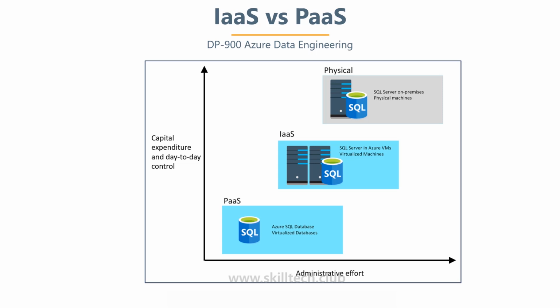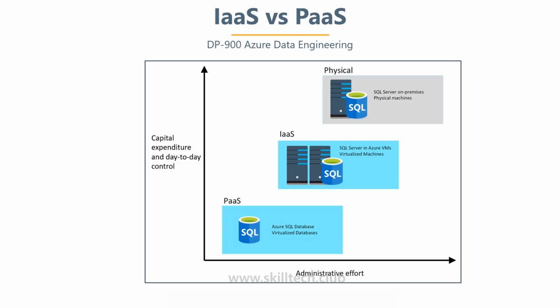Obviously, infrastructure as a service gives me more control, and that's why when I choose infrastructure as a service, administrative efforts are going to increase, as well as the capital expenditure on day-to-day control. So cost-wise, infrastructure as a service is costlier than platform as a service, and it requires more administrative effort from me. Things are not going to be automatically configured. I have to take care of this. Obviously, compared to a physical on-premise server, infrastructure as a service on cloud is a better option.